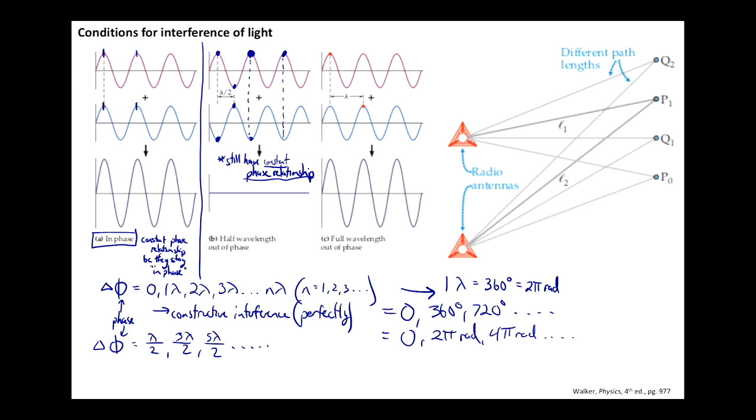So what can I say about n over here? Any thoughts? Let's write this as n lambda over 2. And then we could see n is like odd integers. It could be 1, it could be 3, it could be 5, and so forth. Okay?